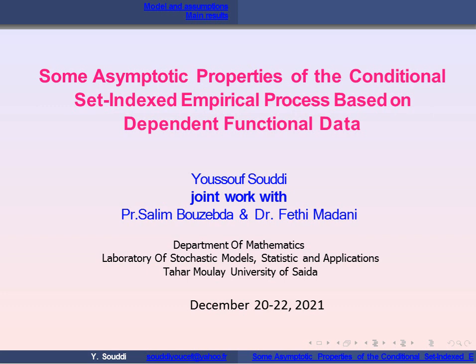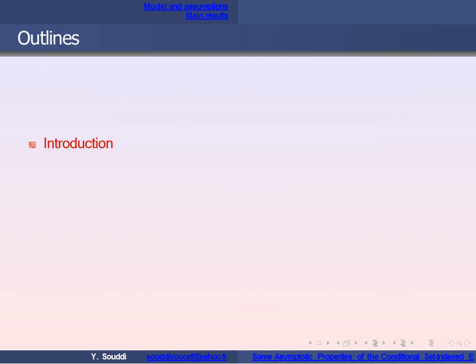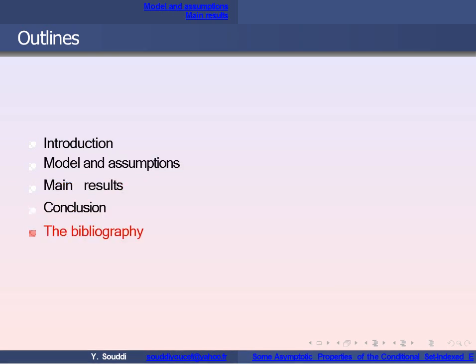So I will speak about functional data. My topic is some asymptotic properties of conditional empirical processes indexed by functions, based on dependent functional data. This is joint work with Professor Salim Bouzebda and Professor Madani Fathi. My outline is: introduction, model and assumptions, results, conclusion and bibliography.